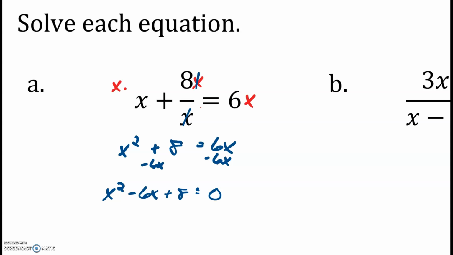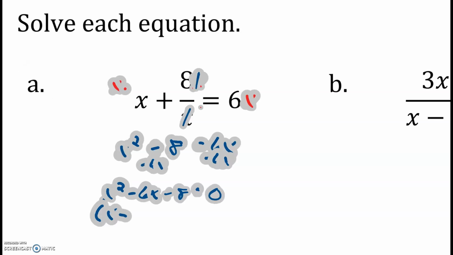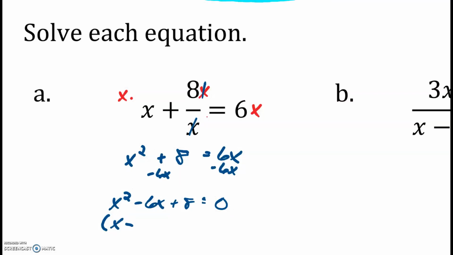Now I need to factor this. Two things that multiply to 8 and add to negative 6 are negative 2 and negative 4.